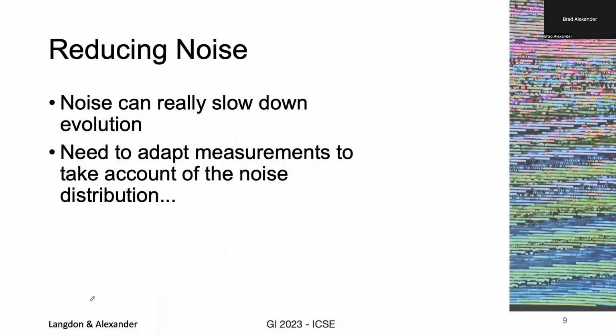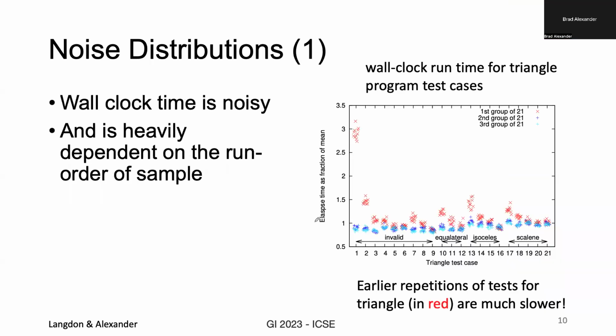Now, a key to making this work practical, I should say, is reducing noise. Noise can really slow down evolution by providing false signals or requiring you to do lots and lots of trials to get a rough approximation of the runtime of an individual variant. So what we need to do is adapt our measurements to take account of the noise distribution. This diagram here is the noise distribution for the classic triangle program, and it demonstrates how noisy wall clock time is.